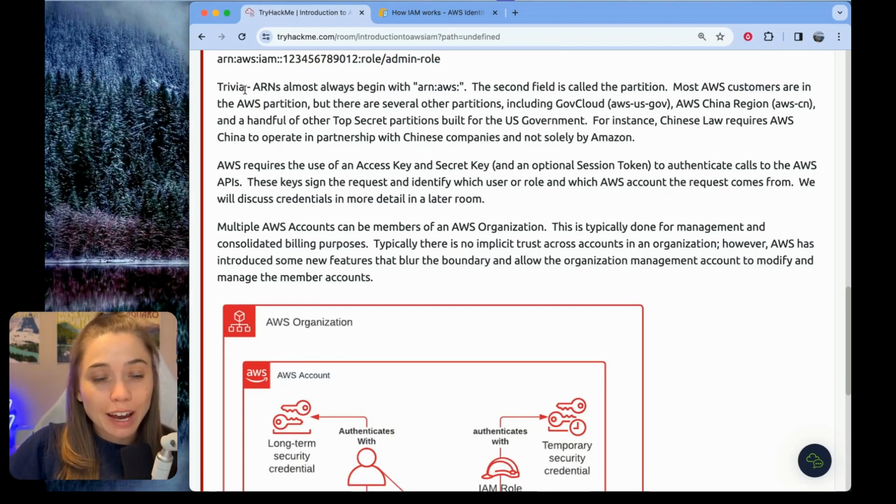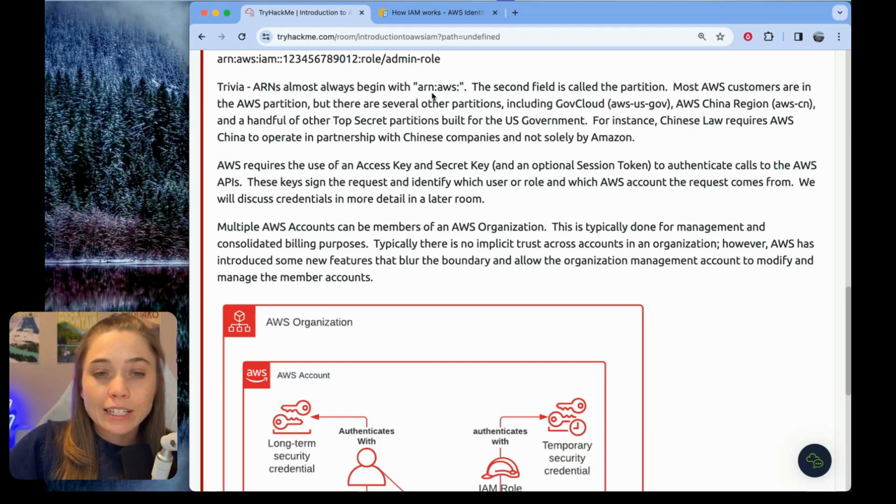Now, we got some trivia. ARNs almost always begin with ARN AWS. The second field is called the partition. So this part right here, AWS, is called the partition. And we learned about partitions in one of those other rooms, you might remember. Most AWS customers are in the AWS partition. I've often heard the AWS partition called the commercial regions or the standard regions, but the AWS partition is basically almost every region within AWS. But there are several other partitions, including GovCloud, the China region, and a handful of other partitions built for the US government.